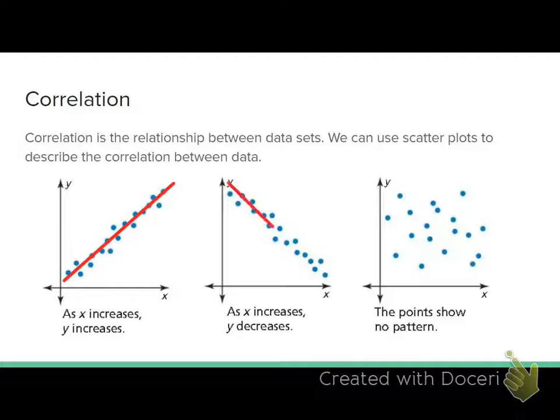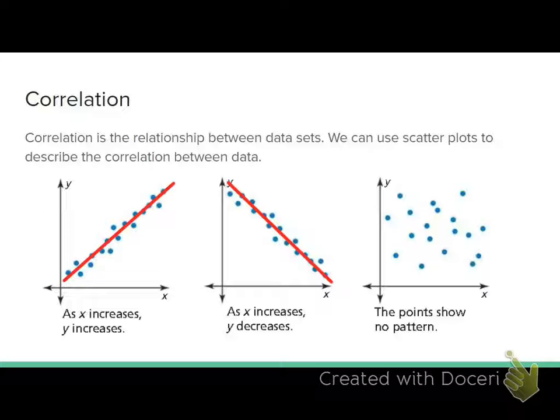Same thing here for the negative correlation. If I were to put a line in between those points, it has a negative slope to it. So that might help you remember the difference between positive and negative correlation if you think about the slope of the line that would go through them. Of course, no correlation means there's no good way to put a line in the middle of all those points. It'd have to be way too zigzagged to go through them.